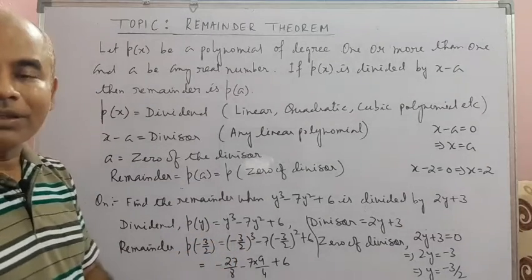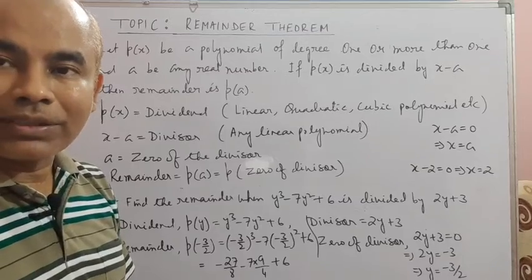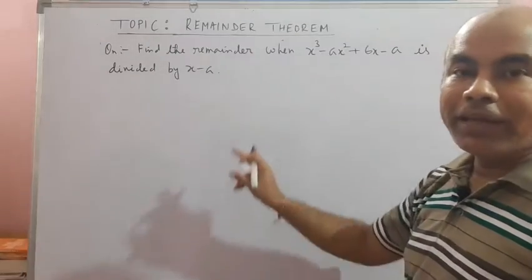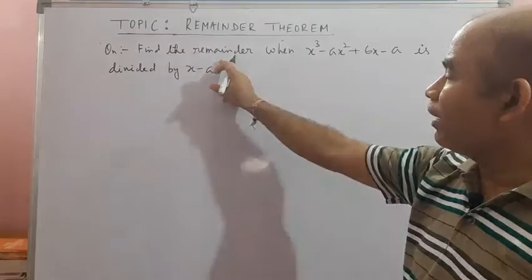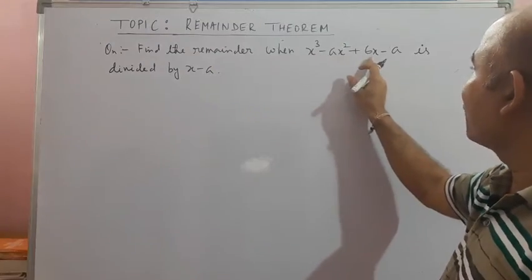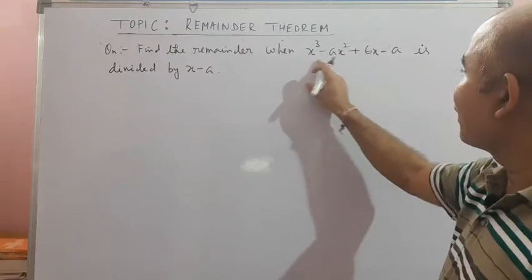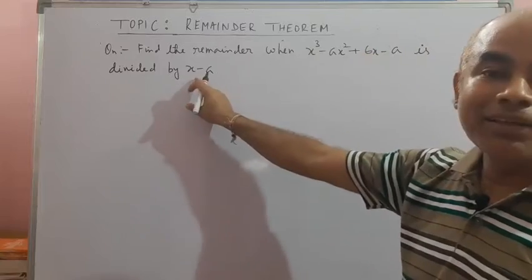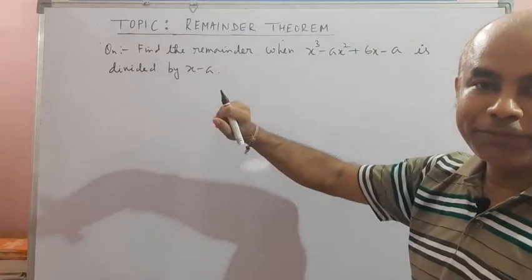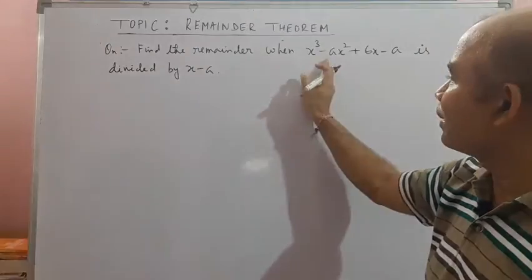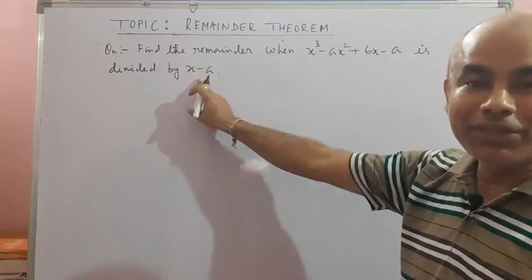Okay, let me discuss one more question. My next question: find the remainder when this polynomial, which is our dividend, is divided by this polynomial, which is our divisor.